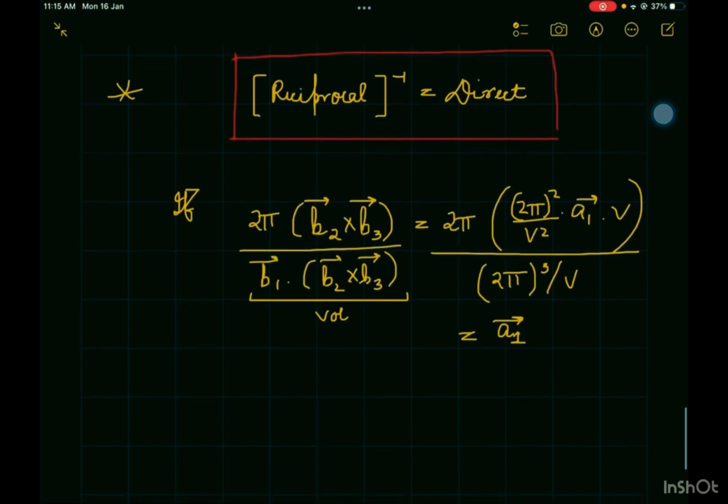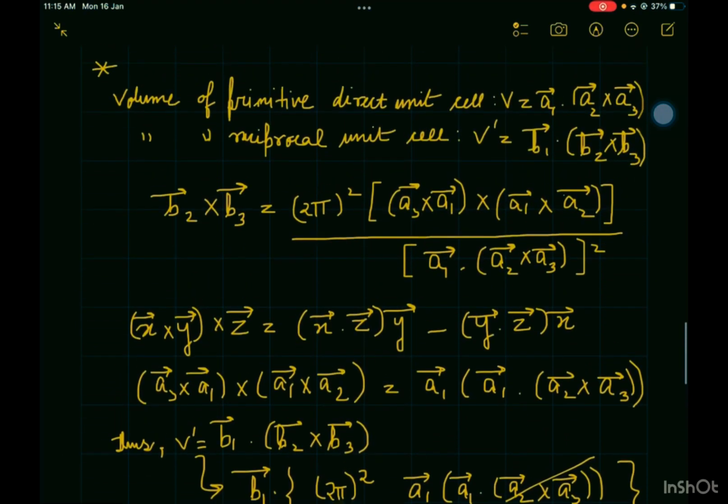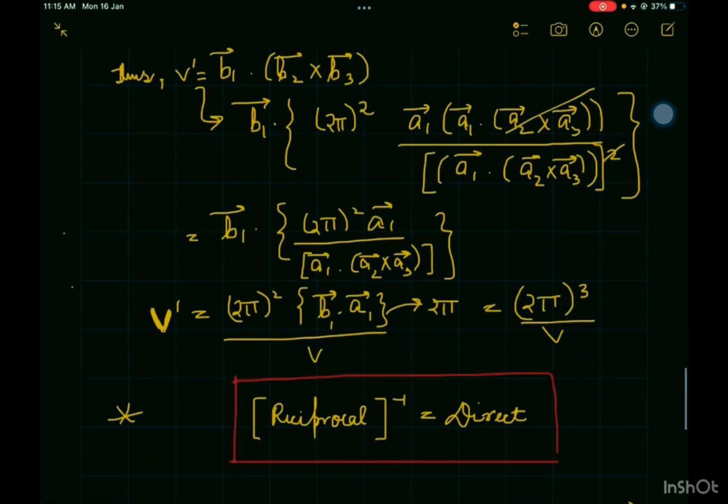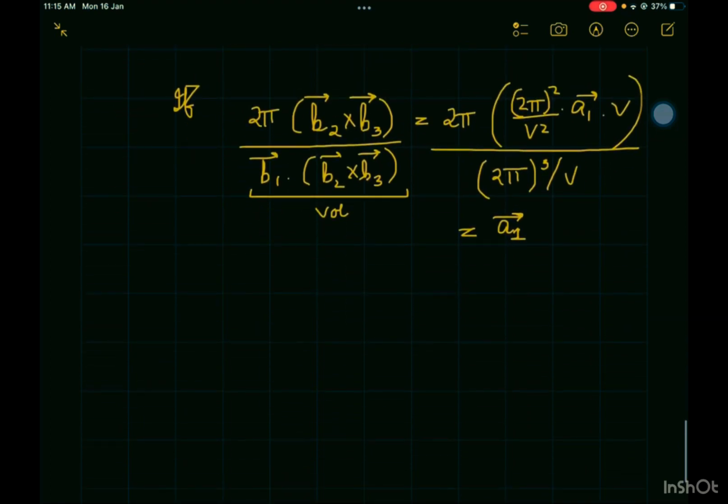The last interesting fact with which I'll conclude this particular introductory video is that the reciprocal of a reciprocal space actually gives us the direct space. Now, if we use the formula that I had given above, let's say a1 star is 2 pi a2 cross a3 by V. If we use this formulation and insert the reciprocal basis vectors inside it, what we find is that on inserting b2 and b3, we end up with a1.